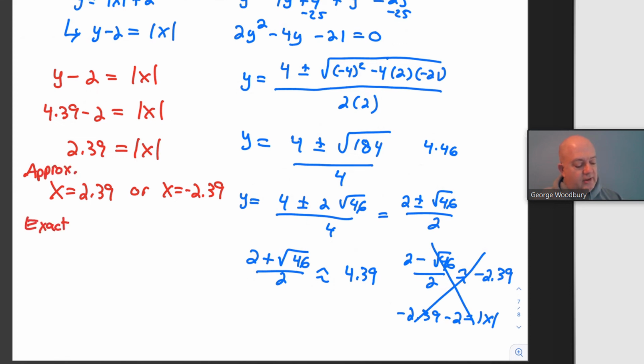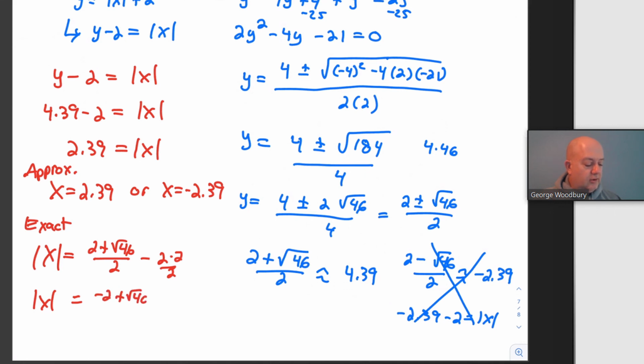And for exact, absolute value of x would equal 2 plus root 46 over 2 minus 2. Now that minus 2 is the same as minus 4 over 2. And when we subtract, the absolute value of x is negative 2 plus root 46 all over 2. And if you work that out, that's approximately 2.39.